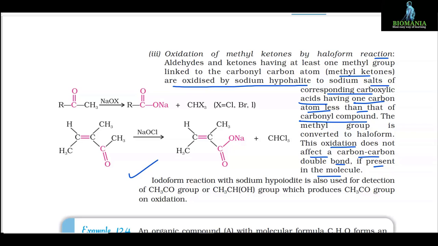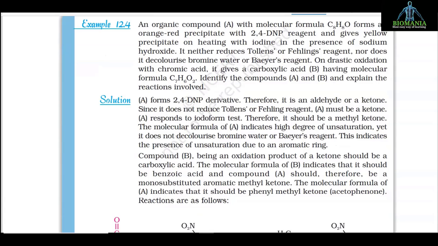Iodoform reaction with sodium hypoiodide is also used for the detection of the CH3CO group or the CH3CHOH group, which produces the CH3CO group on oxidation. Here you can see Example 12.4 and its solution.